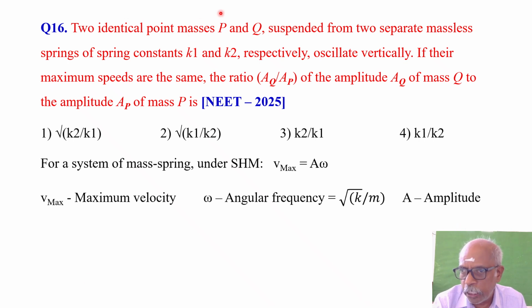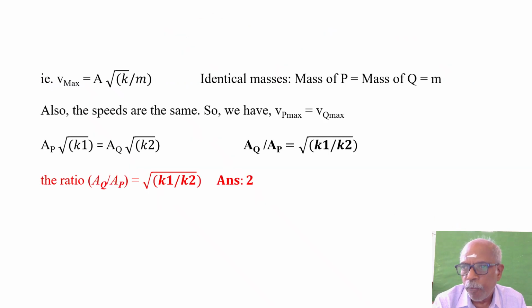Now we have to find these values for separate cases. Vmax is equal to A times root of K by M. The masses are identical, which means the mass of P is equal to the mass of Q. Let it be M. Also the speeds are the same, so Vmax for the mass P is equal to Vmax for the mass Q.